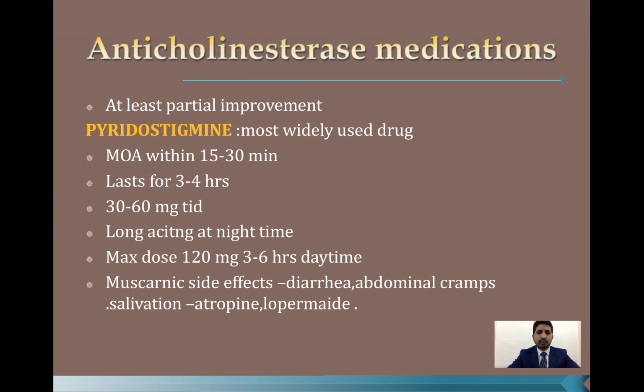The drug that is most commonly used is pyridostigmine. It has a short half-life of 3 to 4 hours. The usual dose is 30 to 60 mg TID, and a maximum dose of 120 mg every 3 to 6 hours during the daytime can be given. The main side effects are abdominal cramps, salivation, and diarrhea.